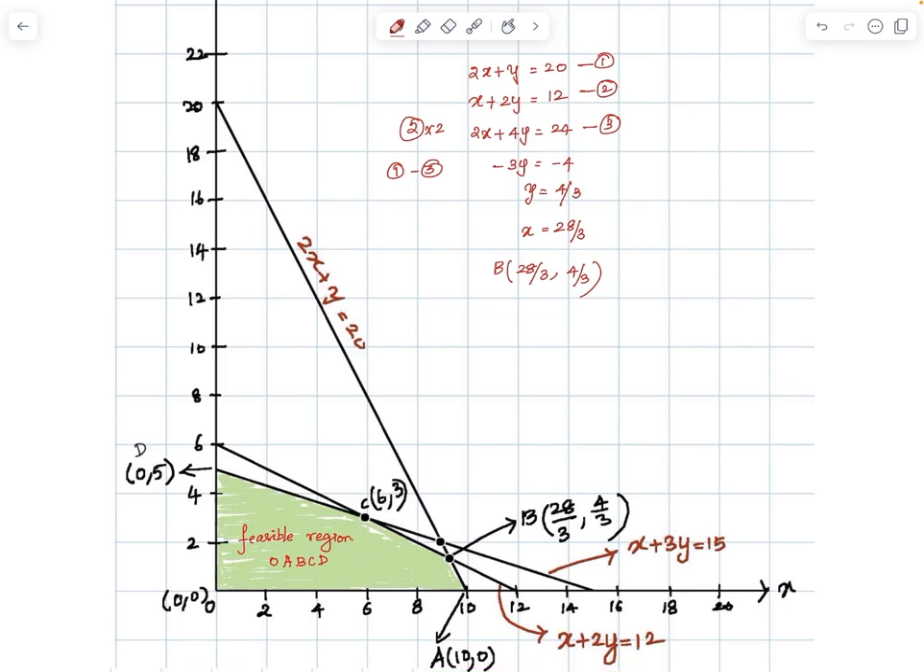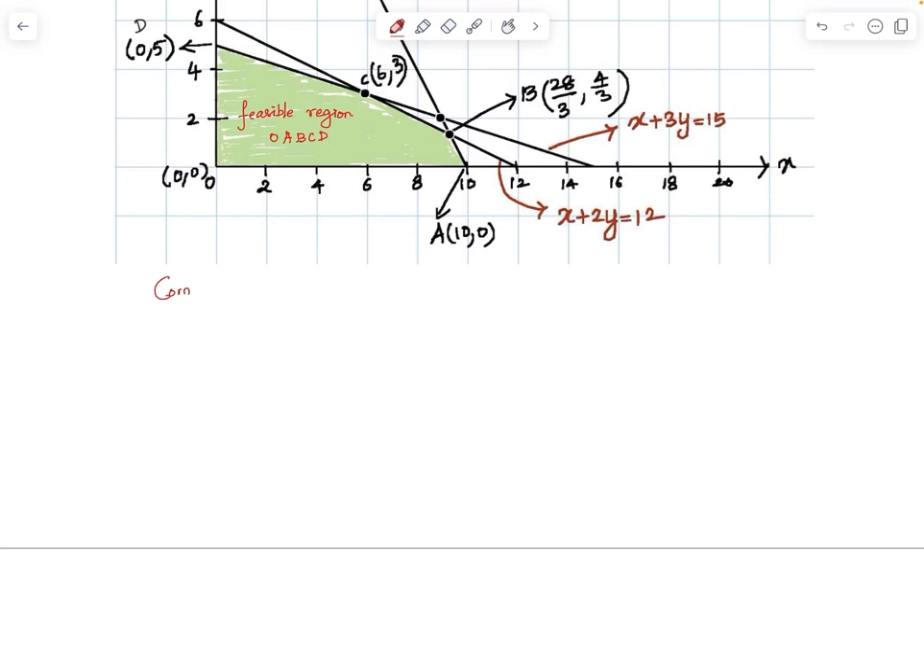So now that we have the corner points of the feasible region, as usual, we will get into finding the value of Z at the corner points. Corner points are origin 0, 0, A 10, 0, B 28 by 3, 4 by 3, C is 6, 3, D is 0, 5.